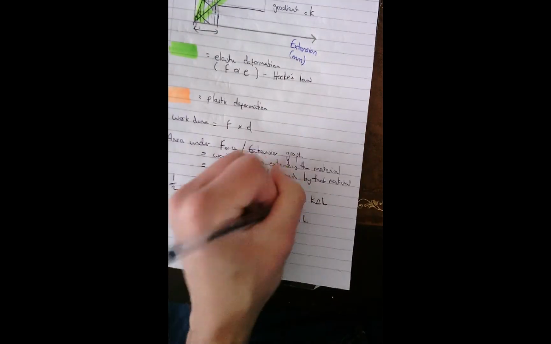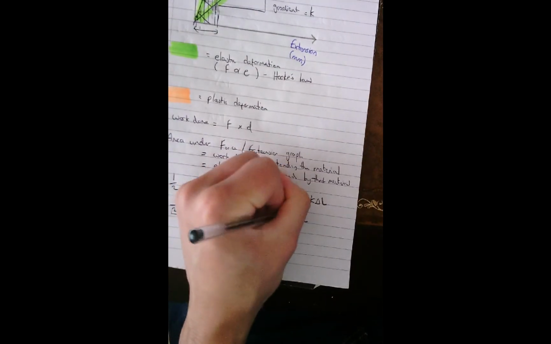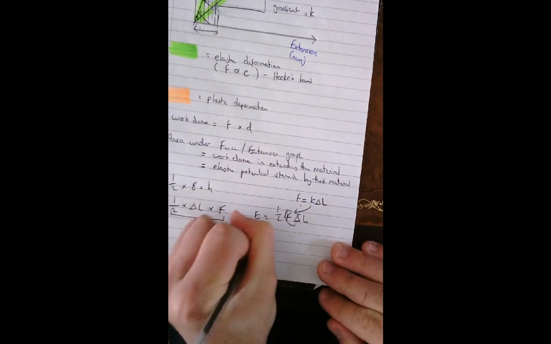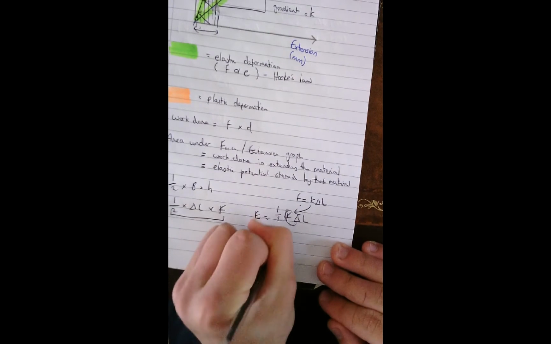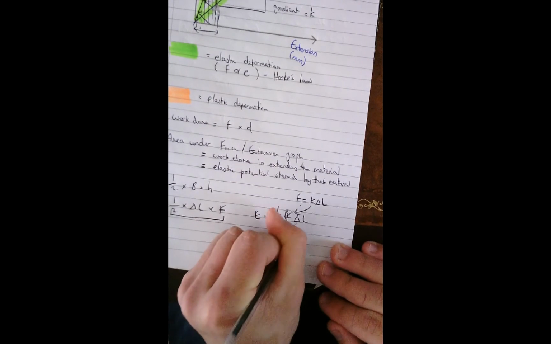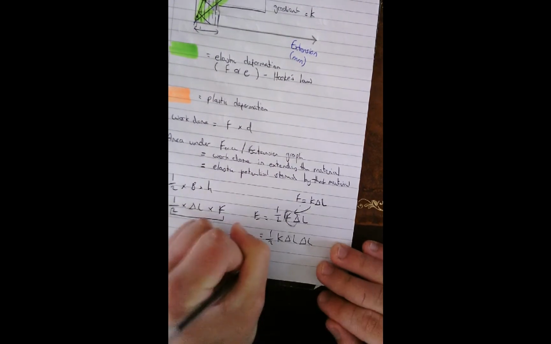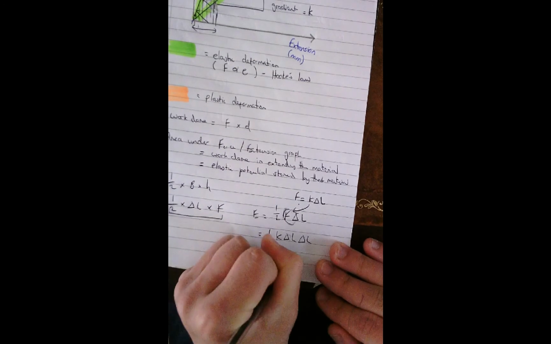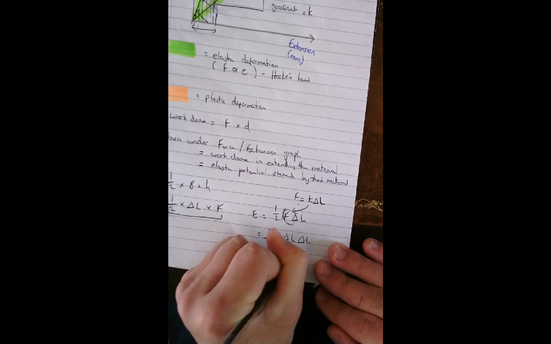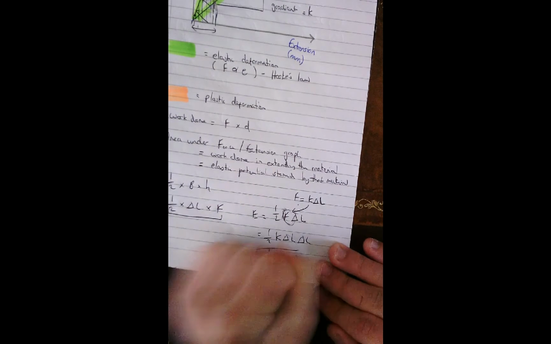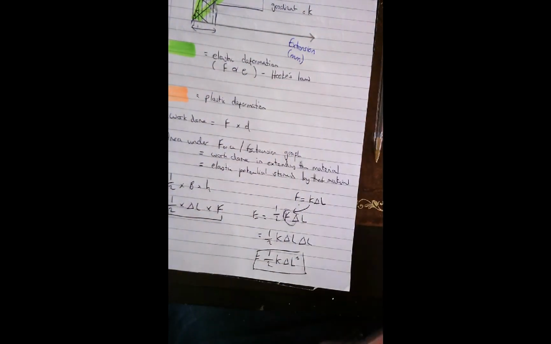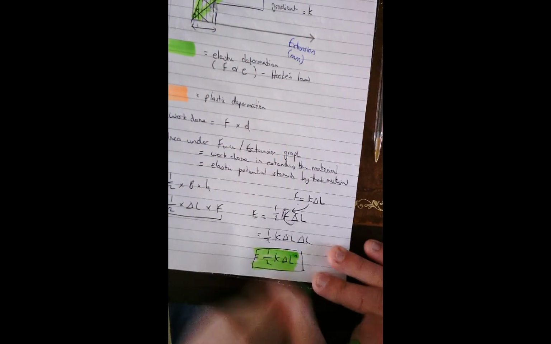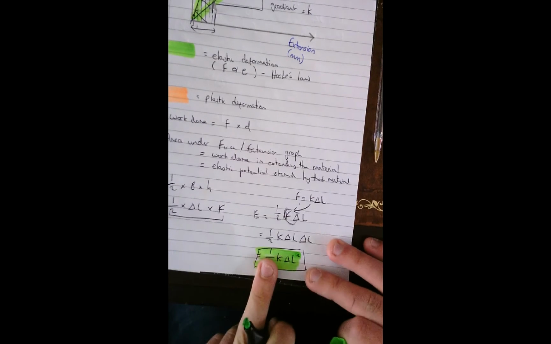And if I substitute that force into that equation, I can have a half k delta L times delta L. And that simplifies nicely down to a half k delta L squared. Really key here: this formula is not given on your formula sheet.